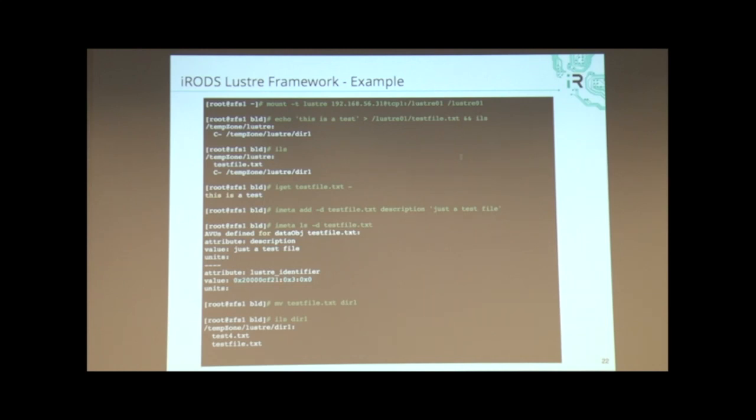Then I move the file within Lustre, and I do another ILS, and I see that the file has been moved within iRODS. The file hasn't actually been moved. The file has been registered at a different location within iRODS. ILS, I didn't talk about that. iRODS has iCommands, which are very similar to Unix commands. ILS, iPut is like an FTP put, things like that. There's probably 40, 50 iCommands that let you interact with iRODS just through the command line interface.